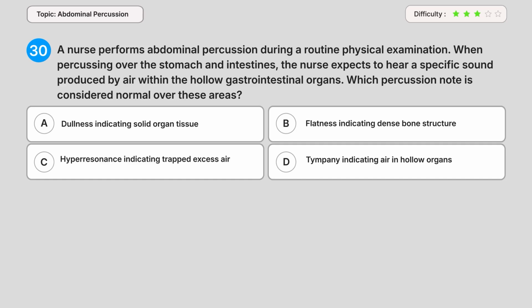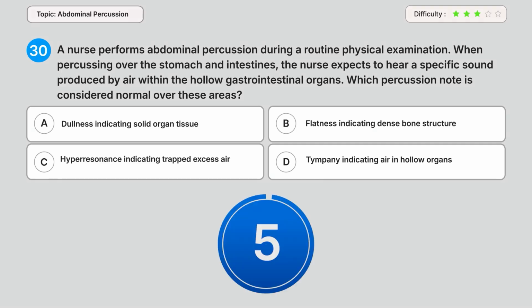A. Dullness indicating solid organ tissue. B. Flatness indicating dense bone structure. C. Hyperresonance indicating trapped excess air. D. Tympany indicating air in hollow organs. What do you think is the answer?